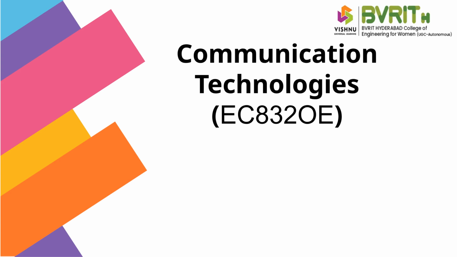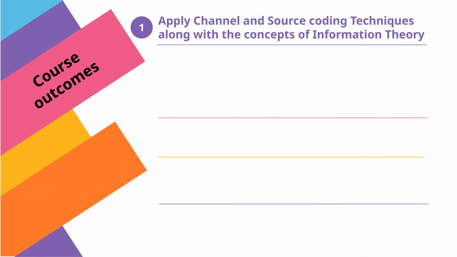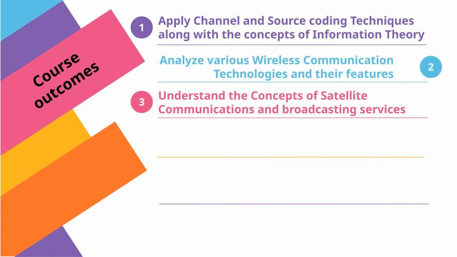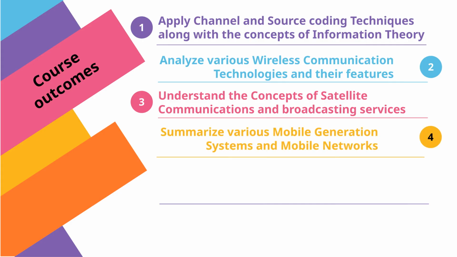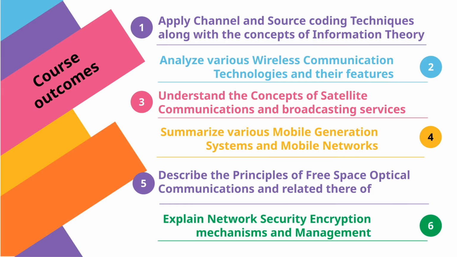Welcome to this video on Communication Technologies, course code EC832OE. The course outcomes include applying coding techniques, analyzing wireless communication, and understanding satellite communication concepts. We will also summarize mobile generation systems, describe optical communication principles, and explain network security encryption.